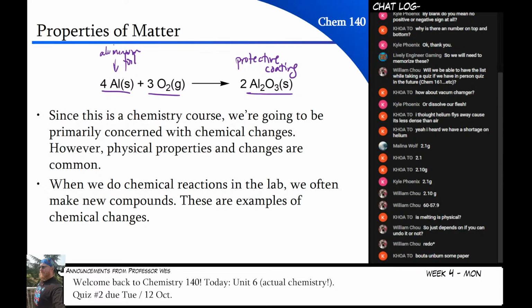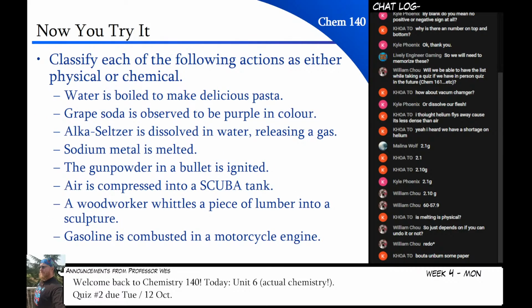All right, so we're going to look at various examples here. And what I want you to do is, in the chat, assign either chemical or physical to each of the following observations. Now, some of these are state changes. Some of these are like I'm burning it. Some of these are I'm just looking at it, etc.